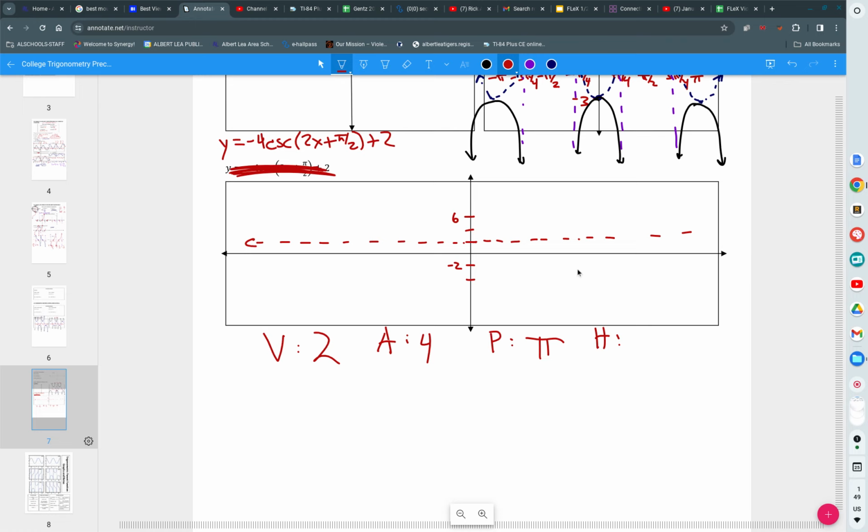My good friend Dorothy was looking at this and she said, Mr. Gantz, this is going to get really crazy. You're going to have ghost graph on top of ghost graph on top of ghost graph. I said, you're right, but we're going to figure out a way to work that out. So don't worry. Let's lay out our period right now, which is pi: pi over 2, pi over 4, and 3 pi over 4.